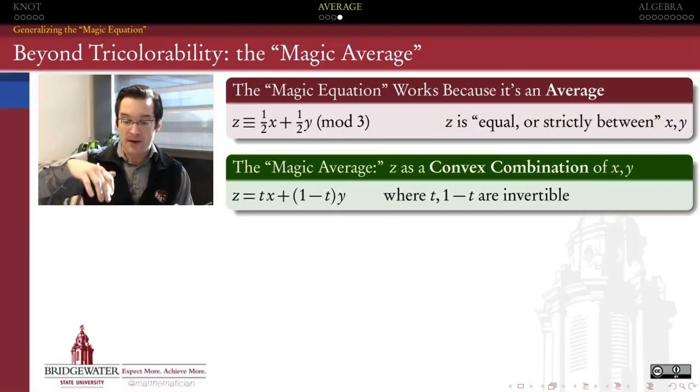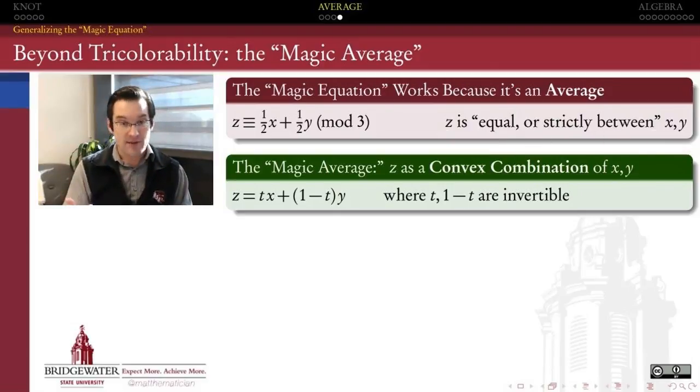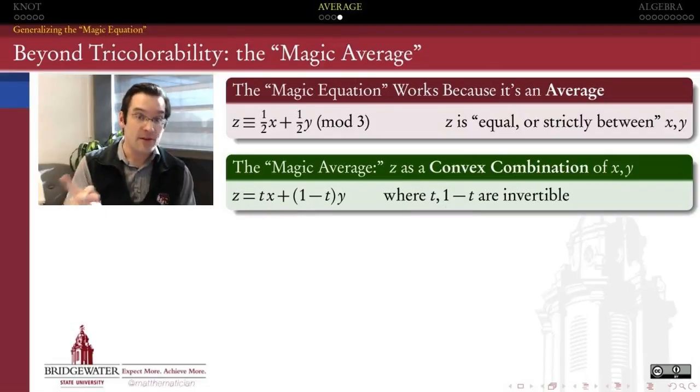Well, the first step might be to think what we really need to do in order to justify that this property, z is either equal or strictly between x and y, still works. What we really need in this equation is to be able to solve it for any one of its variables, x, y, or z. And to do that, we're going to need t and 1 minus t to be invertible.